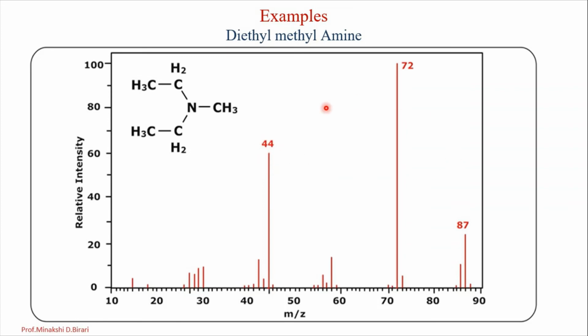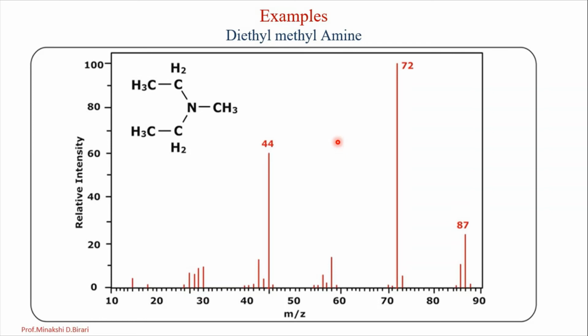Now if we consider the interpretation of the mass spectrum, this peak is the molecular ion peak, and the tallest peak, which has the highest intensity and is arbitrarily assigned a relative intensity of 100, is called the base peak. So here the base peak is observed at M by Z value 72 and the molecular ion peak at 87. So we must know how to interpret the spectrum also. So this is the mass spectrum of diethylmethylamine.